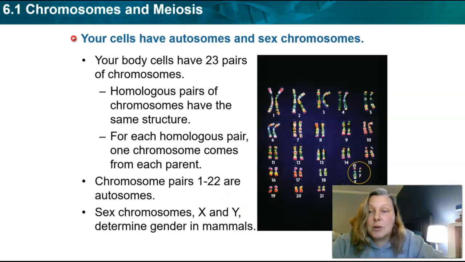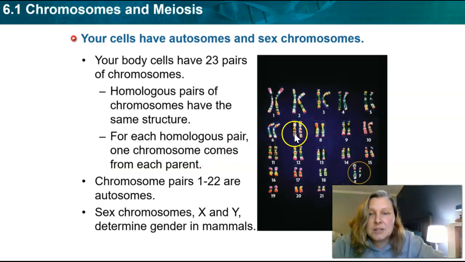The last set of chromosomes are your sex chromosomes, the X and Y, and these determine gender in mammals. So normally they are set aside, and right here we would have a male because we have an X chromosome and a Y chromosome. If it was a female, they would both be the same size.